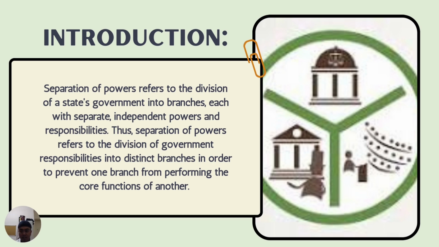What is the meaning of separation of power? Separation of power refers to the division of state government into branches, each with separate independent powers and responsibilities. Separation of power refers to the division of government responsibilities into distinct branches in order to prevent one branch from performing the core function of another. That means the goal of separation of power is to prevent power concentration and to provide checks and balances.